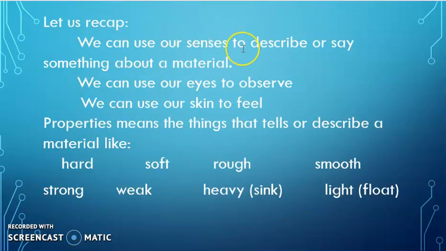Okay, now let us recap our lesson. Read with me. We can use our senses to describe or say something about a material. We can use our eyes to observe. We can use our skin to feel. Properties means the things that tell or describe a material, like hard, strong, soft, weak, rough, smooth, heavy, to sink, light, to float.